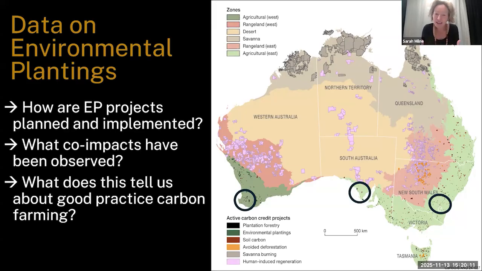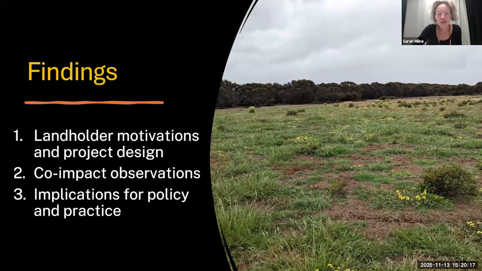And then we were distilling all of that information to then draw some conclusions around what's good practice carbon farming. So I'll just finish with 3 observations, 3 things to do with our findings. The first relates to what it is that motivates landholders to engage in environmental planting and the kinds of priorities that they brought to project design.